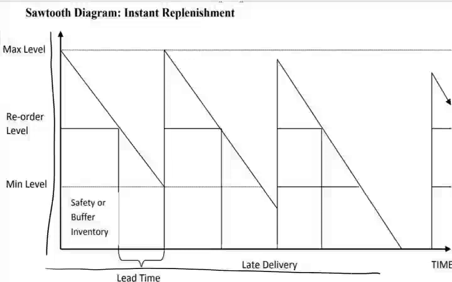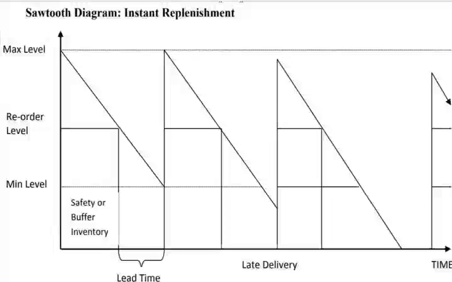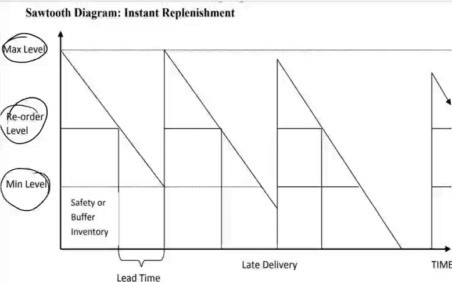So when I'm talking about the lead time, I'm just talking about the time it takes for a delivery to be made when you order. If you order today, how long will it take for them to deliver? Is it a week, 2 weeks? So that's the lead time. The time it takes for an order to be delivered when you make an order. So we're talking about the maximum level, the reorder level, and the minimum level, right?